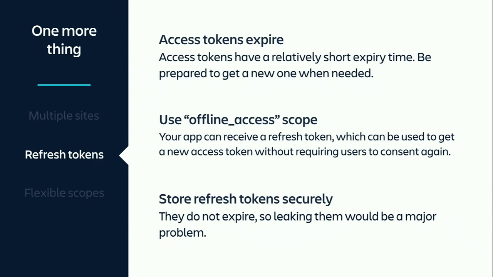Tokens can expire, so you can use this special offline access scope to get a refresh token, which you can save securely in your app, and then you can use that refresh token to get a new access token without sending the user through the flow again. Yeah, and you should save the refresh tokens securely. They don't expire at the moment, so don't lose them.